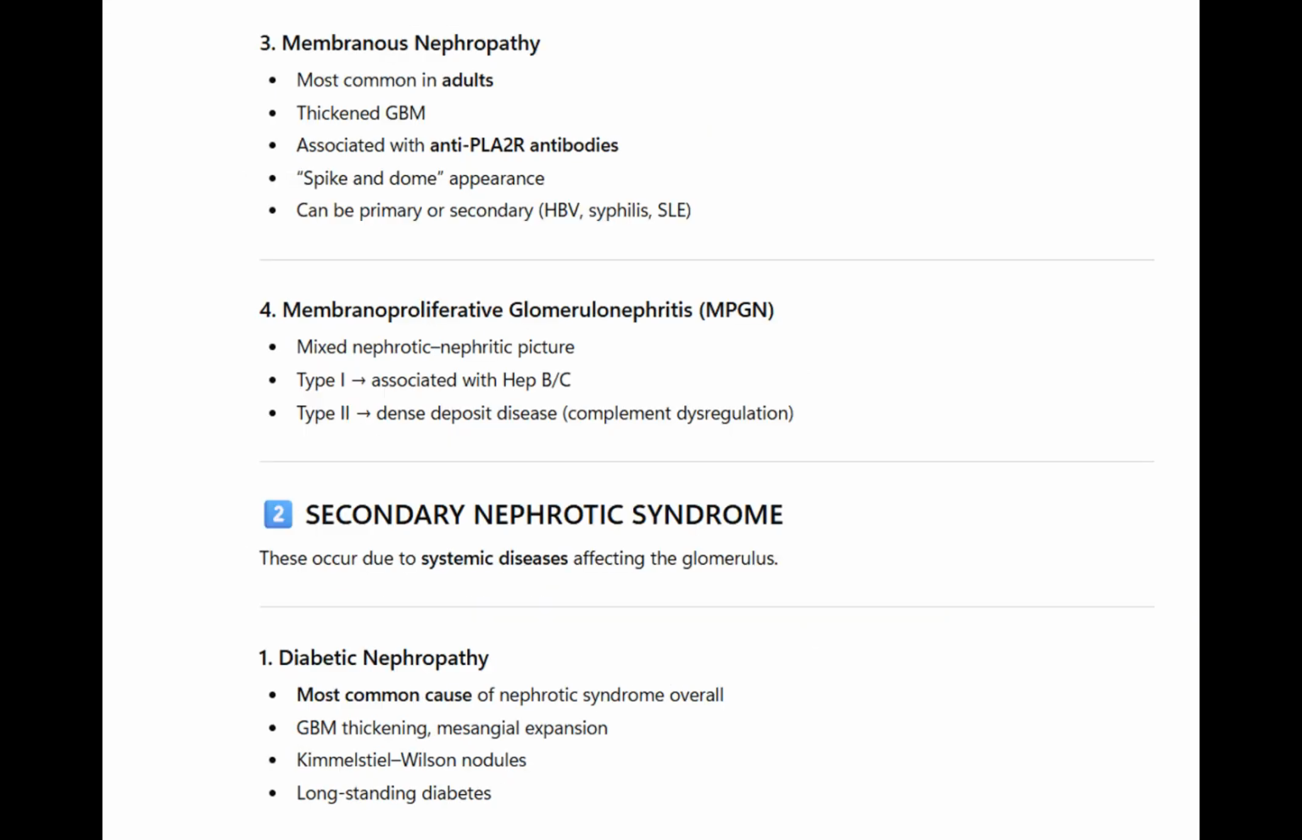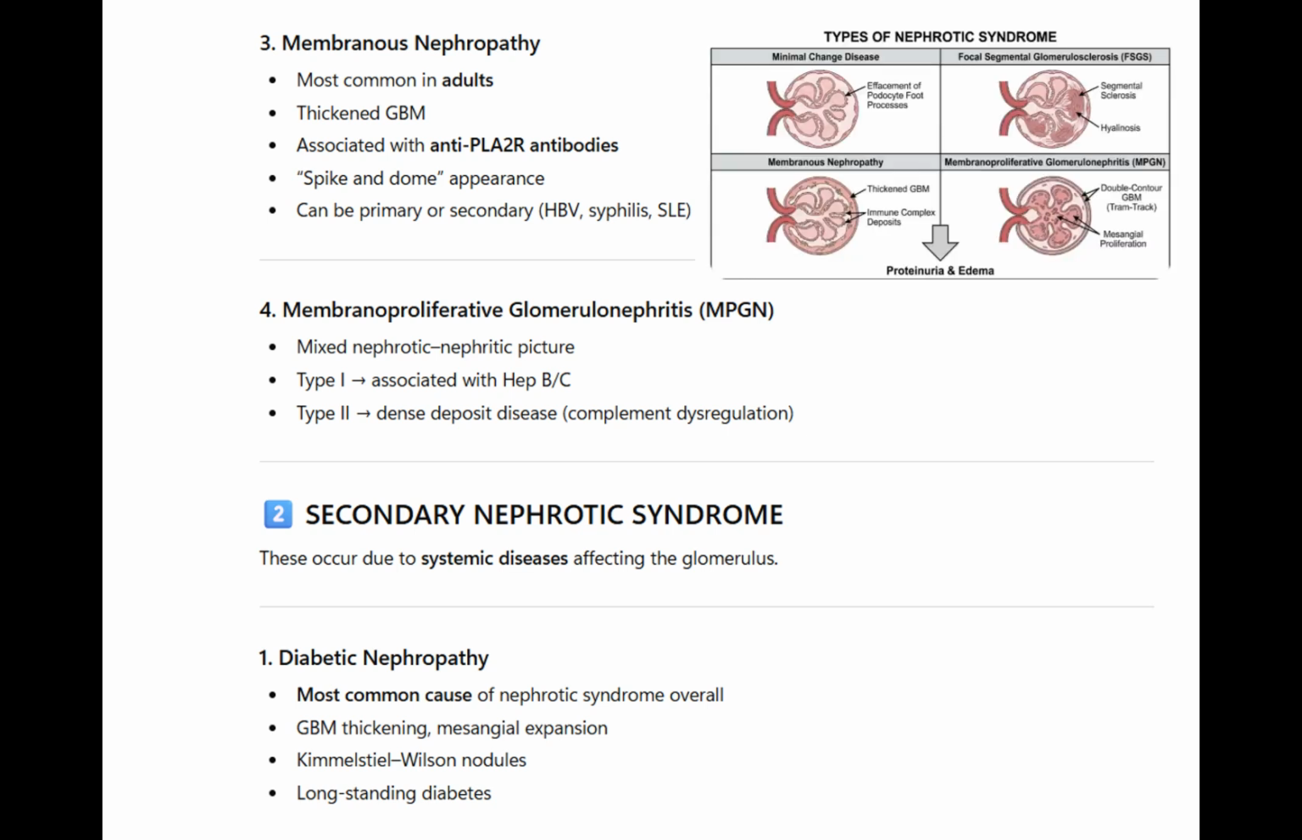C. Membranous nephropathy. The third primary cause is membranous nephropathy, the most common cause of nephrotic syndrome in adults. It is an autoimmune disease associated with anti-PLA2R antibodies. Histologically, it shows thickening of the glomerular basement membrane with the characteristic spike and dome appearance on special staining. Membranous nephropathy may be primary or secondary, and it often presents with severe proteinuria.